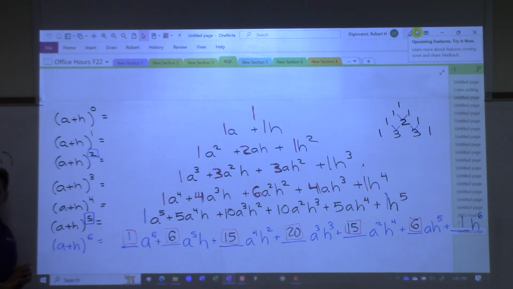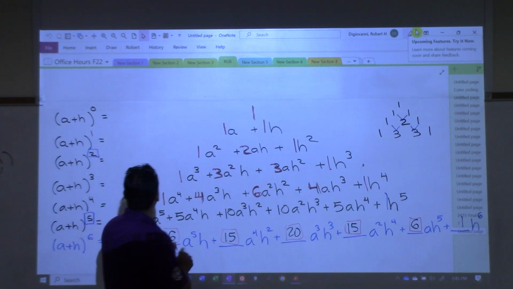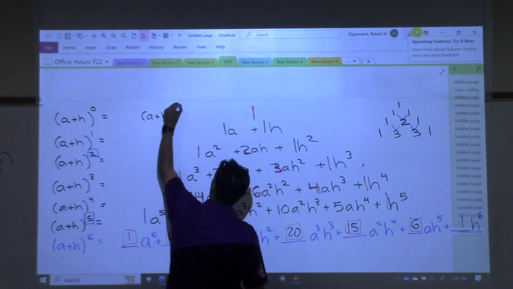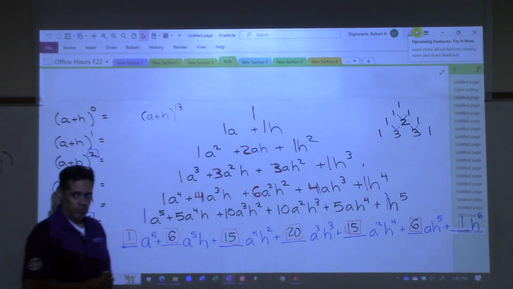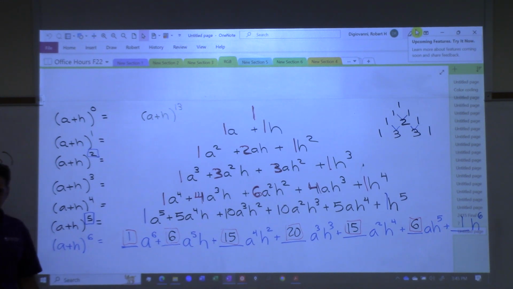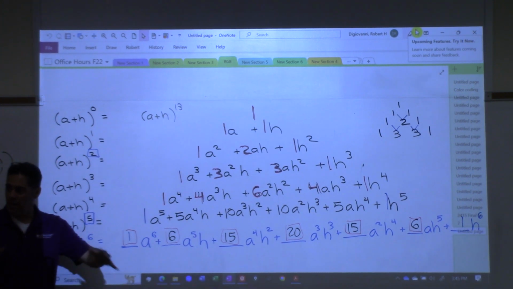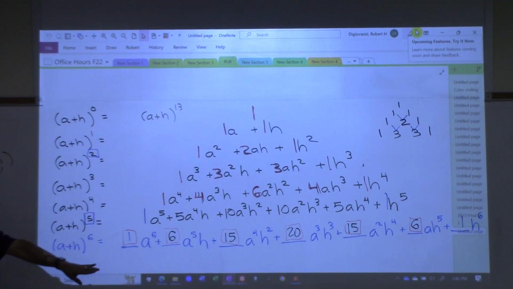The drawback to this is that if I wanted to know what a plus h, let's say to the 13th power is, what would I have to do? I'd have to go down the triangle, wouldn't I? I'd have to go all the way down until I get to 13, which is a lot of things to draw, right? Or if I change that to the 30th power, imagine how big the triangle would have to get before you could get that to me, right?